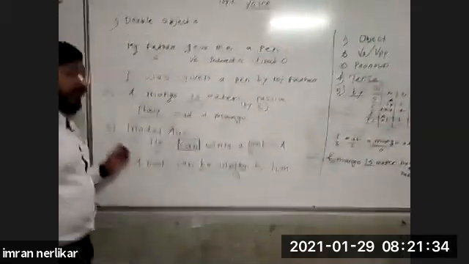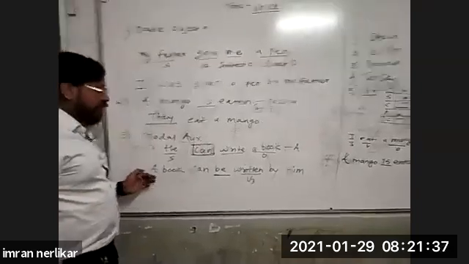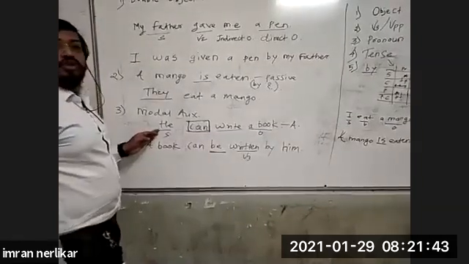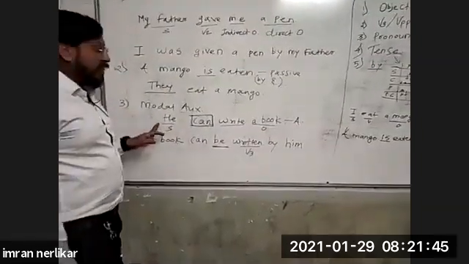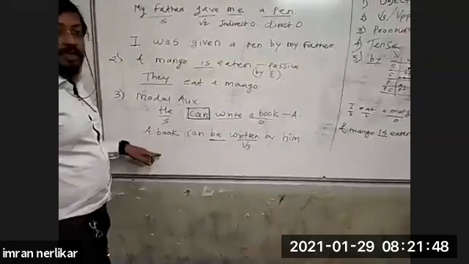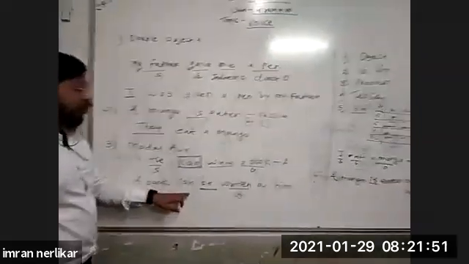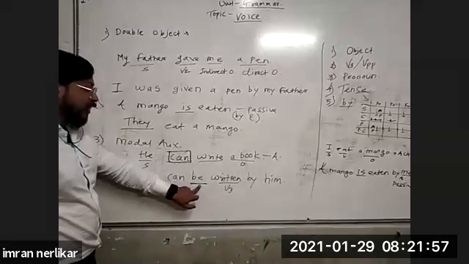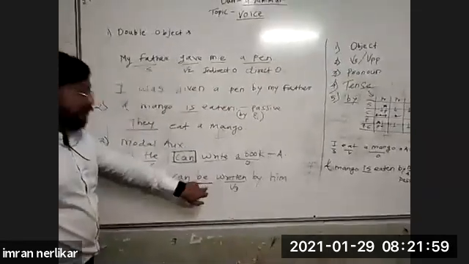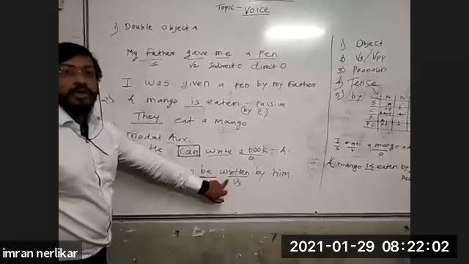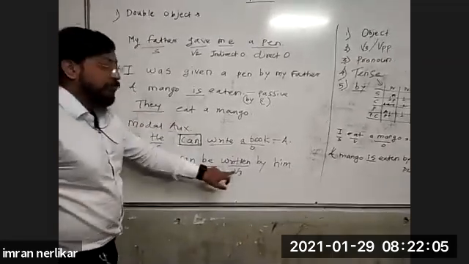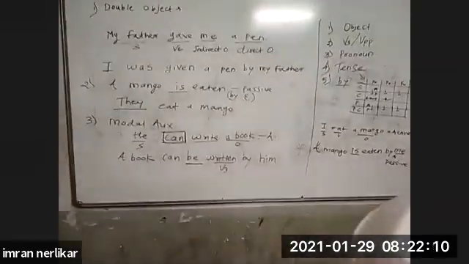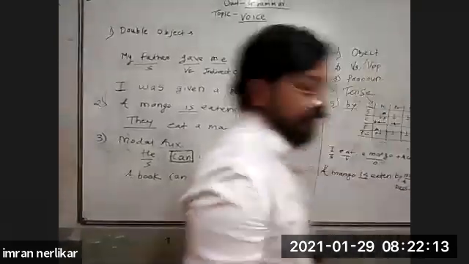In the same way, you have to write the passive sentences of all the sentences. Understood? When there is modal auxiliary verb given in the sentence, you have to make it passive in the same way, using the same modal auxiliary which is given in the sentence, and after that, you have to take be. Keep this in mind. You have to take be, and then third form of the verb. A book can be written by him. We'll take one more example of this. Just a second.